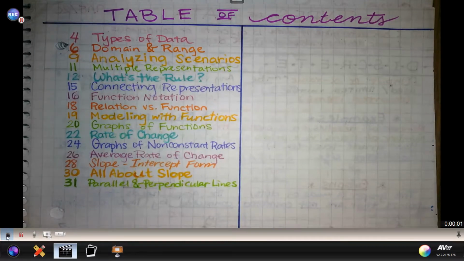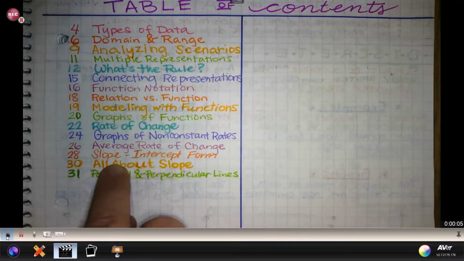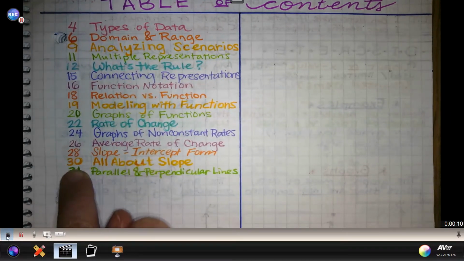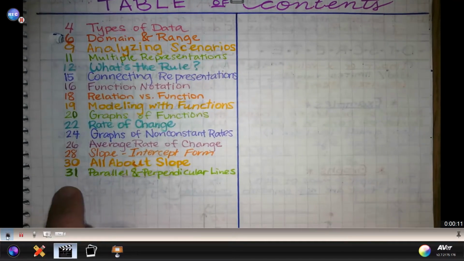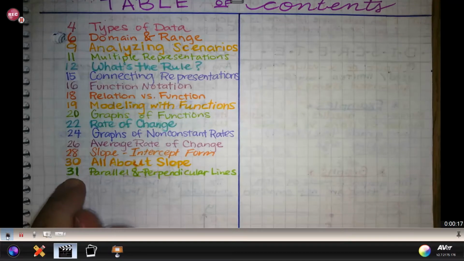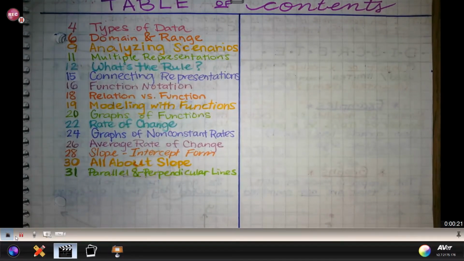All right, guys, today's another one of those days where we have two one-page notes at the same time. The first one's on the left-hand side, page 30. It's called All About Slope, and then the next one is on just the opposite side of that, the right-hand side, and it is page 31, Parallel and Perpendicular Lines.